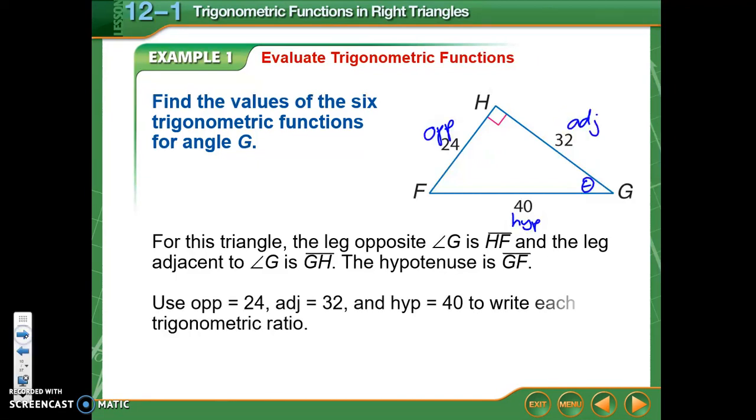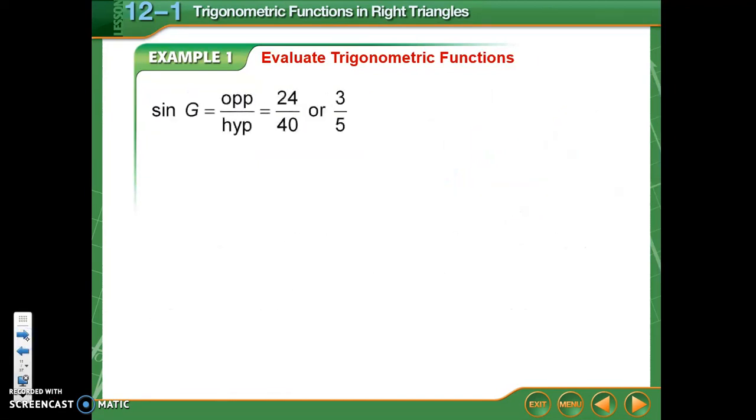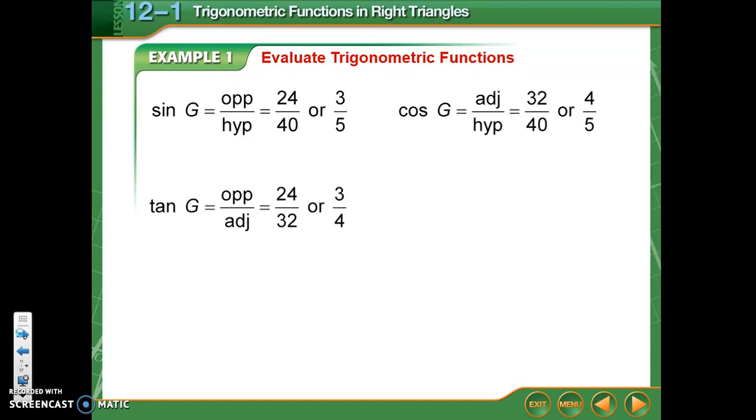So we're going to set up our sine, cosine, and tangent. So sine of G, you should be looking still at the picture on your notes. 24 over 40 is opposite over hypotenuse, which reduces to 3/5. Cosine is adjacent, 32 over hypotenuse, 40, which is 4/5. Then tangent is 24 over 32, which is 3/4.